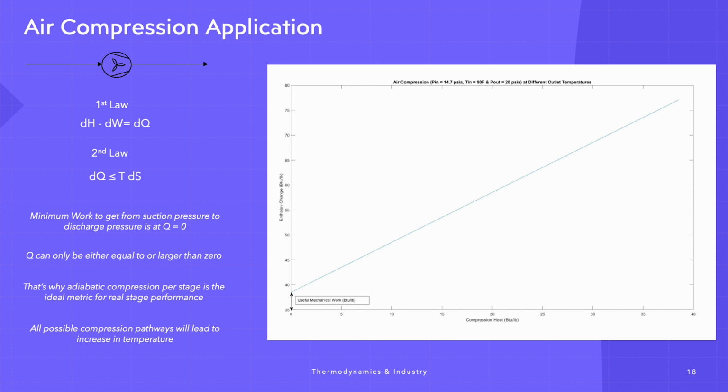And the sad part about the chart that you can see there is that the only useful mechanical work is the bottom side, which is around 38 BTU per pound. The residual, as you get more and more inefficient in your design, part of that mechanical energy is going into heat, and it just gets worse. That's pretty much what it means when the compression heat is 0 and it only increases beyond that.